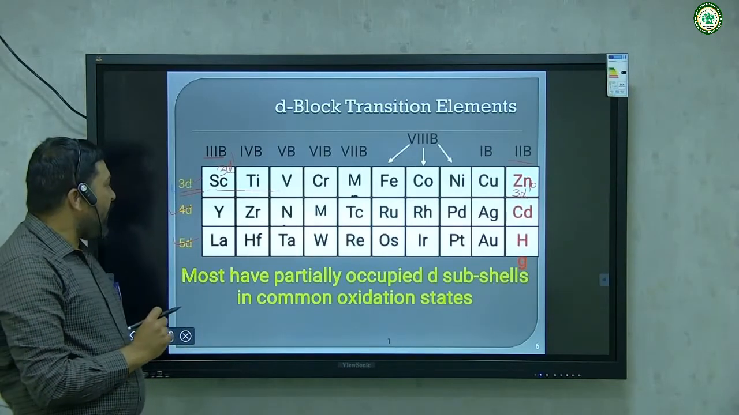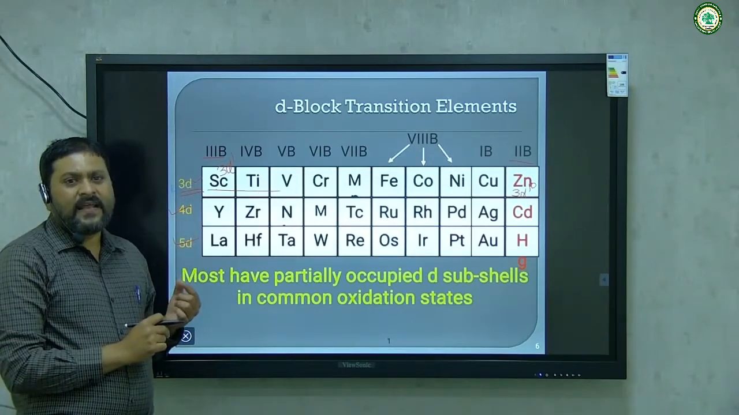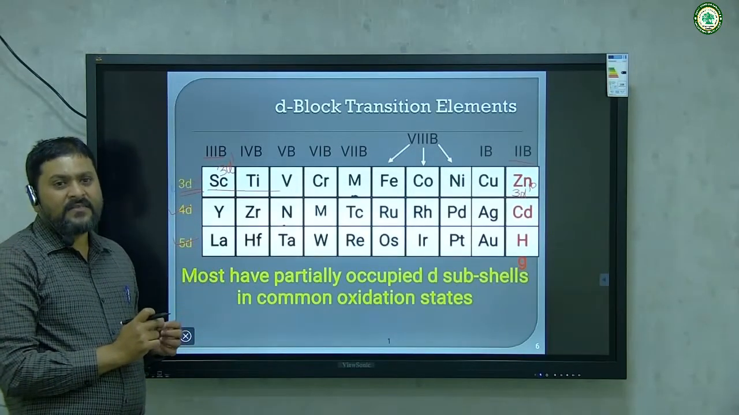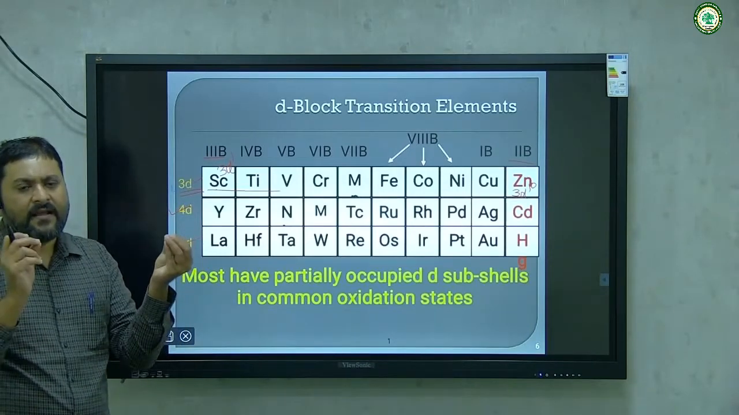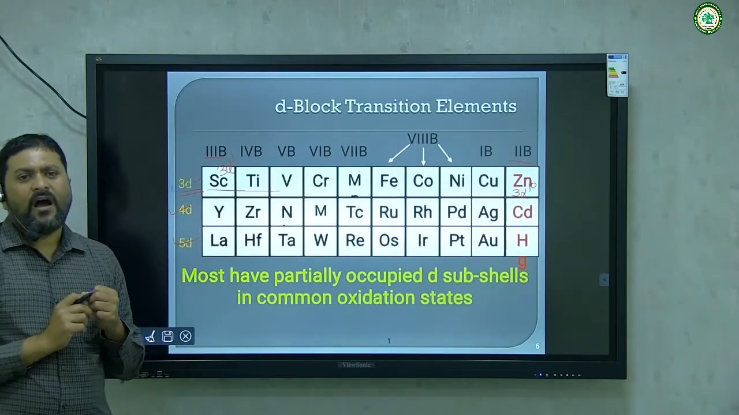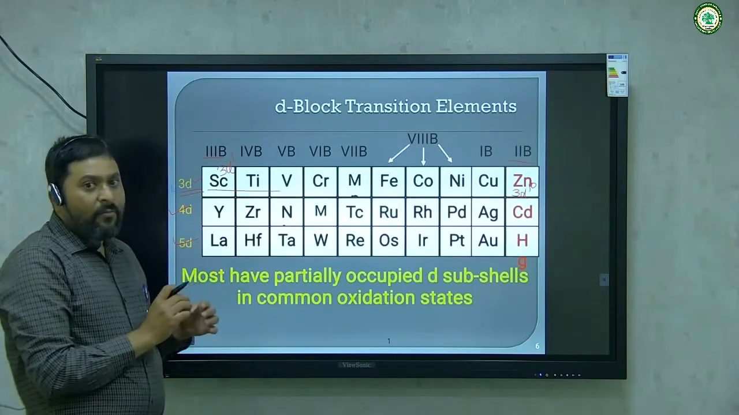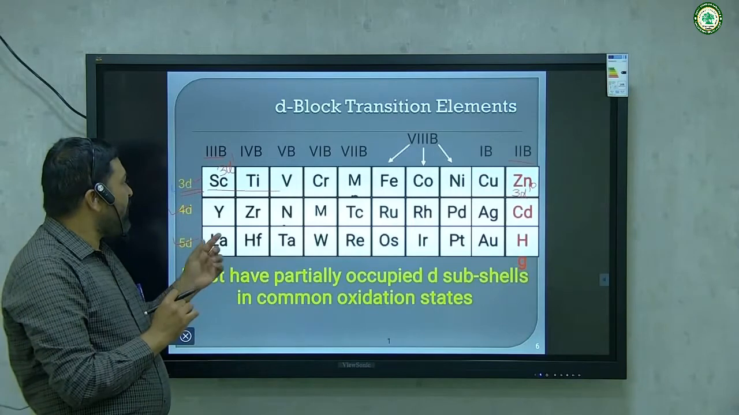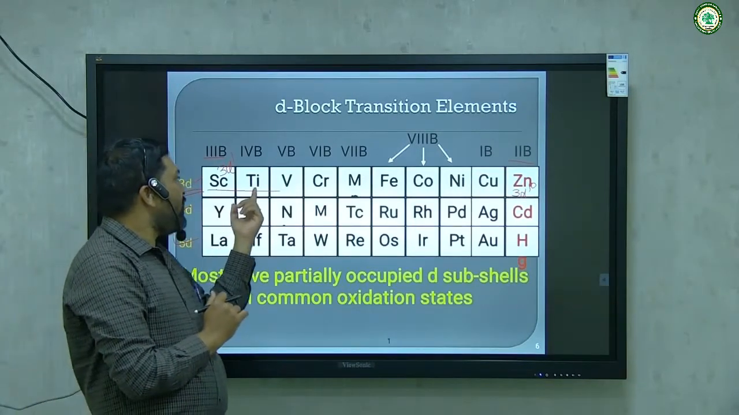Okay, after that, to remember all these 10 elements, we have to make some technique. In the exam we have to remember all those elements. It is a very important thing. For remembering all these elements, we can say Sc for Sachin, Ti for Tendulkar.